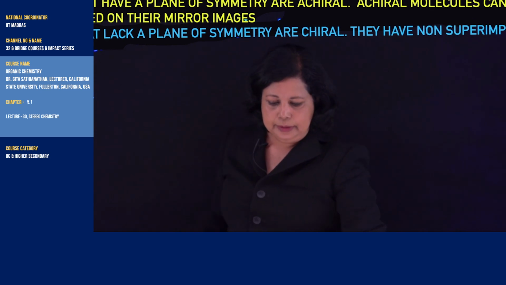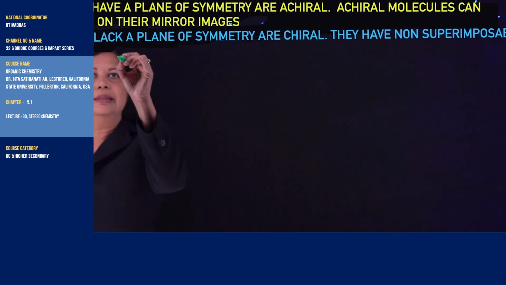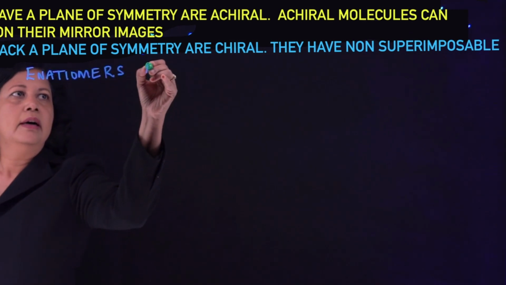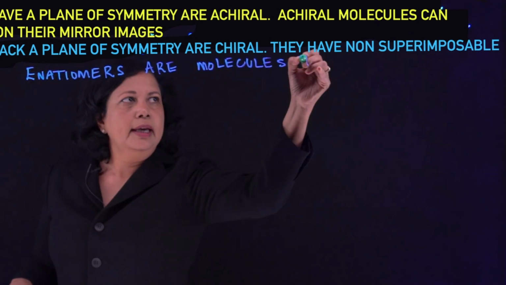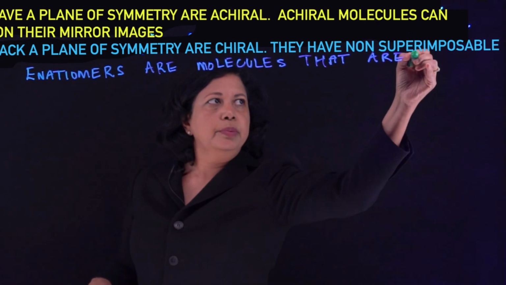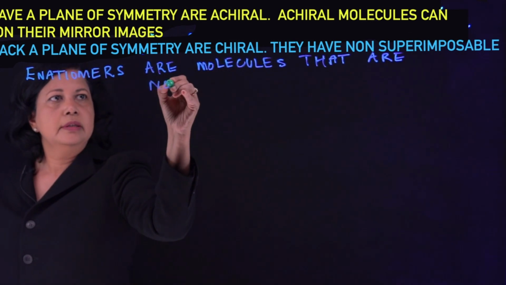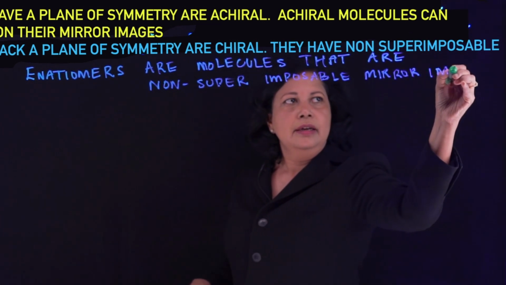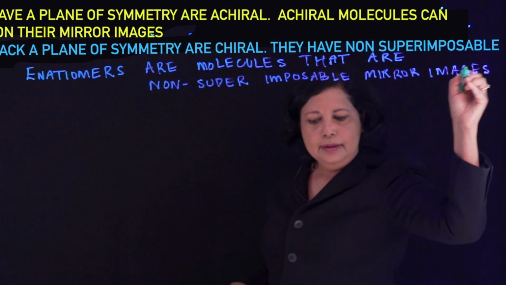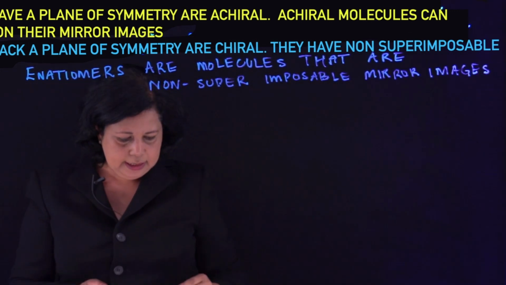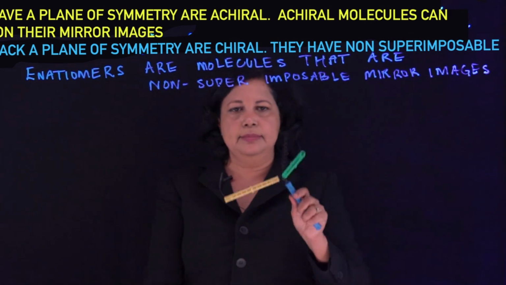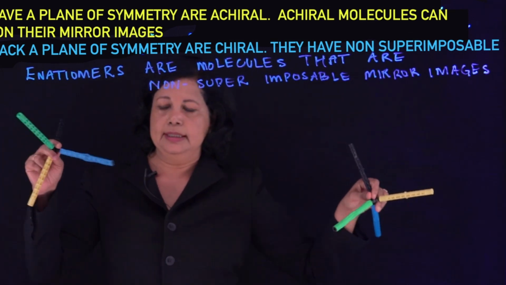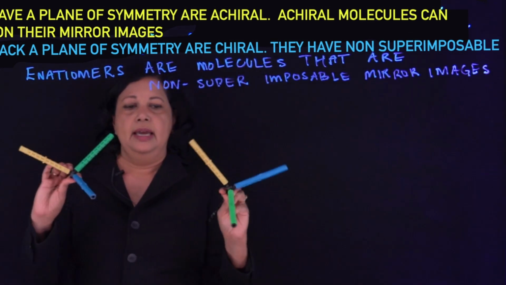Okay, and they're non-superimposable. So enantiomers are a kind of stereoisomers, molecules that are non-superimposable mirror images. Okay, now how can I tell them apart? Let's say I want to buy this because this is my medicine and this is my poison. I don't want this. I want to buy only this. So how do I order this? And how do I name it?